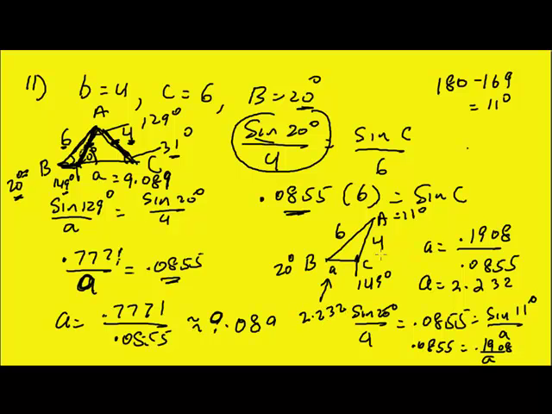So I could have another triangle with side 2.232, side 4, side 6, 20 degrees, 149 degrees, and 11 degrees. Okay, and that's one triangle. Or I can have my original triangle where I have 31 degrees, 129 degrees, and 20 degrees. So those are all the possible triangles. That means I could have two triangles. That's law of sines with an ambiguous case. Okay, alright, let's go ahead and stop there, and we'll take care of law of cosines.